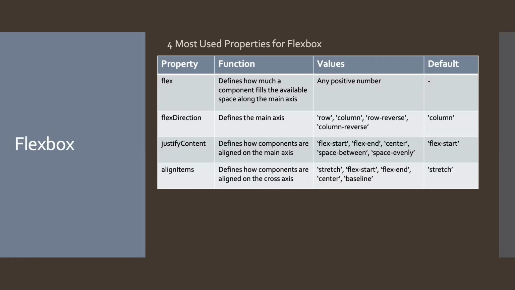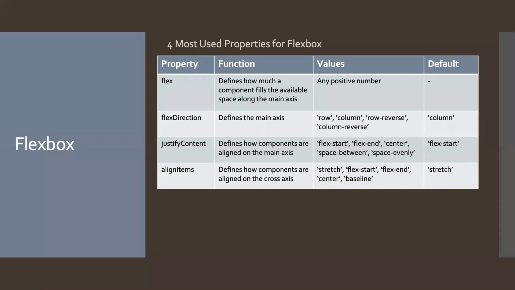So flex actually defines how much the component fills the space on the main axis, and flex direction defines the main axis. So the values are row, column, row reverse, column reverse, and the default is column. Don't worry about this yet. I will do a demo later on what each of these values mean.